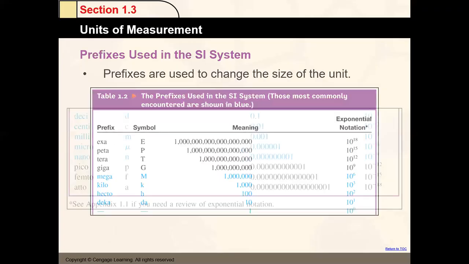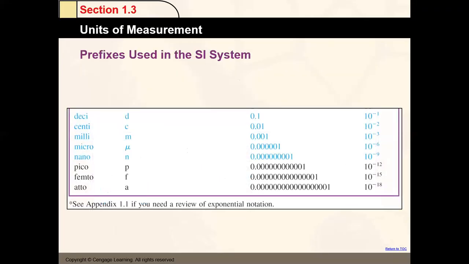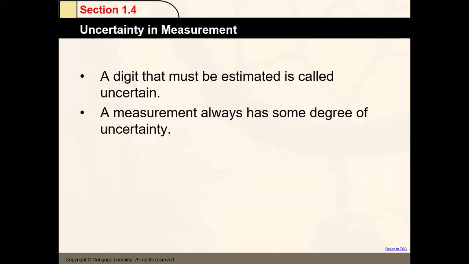Okay, so those are for the smaller units. Here, a digit that must be estimated is called uncertain. Okay, so now what happened with measurements? In some cases, everything is digital now, but in the lab scale, we are using some instruments, for example, the metric tape, a graduated cylinder, a pipette. Normally these instruments or tools have some precision.